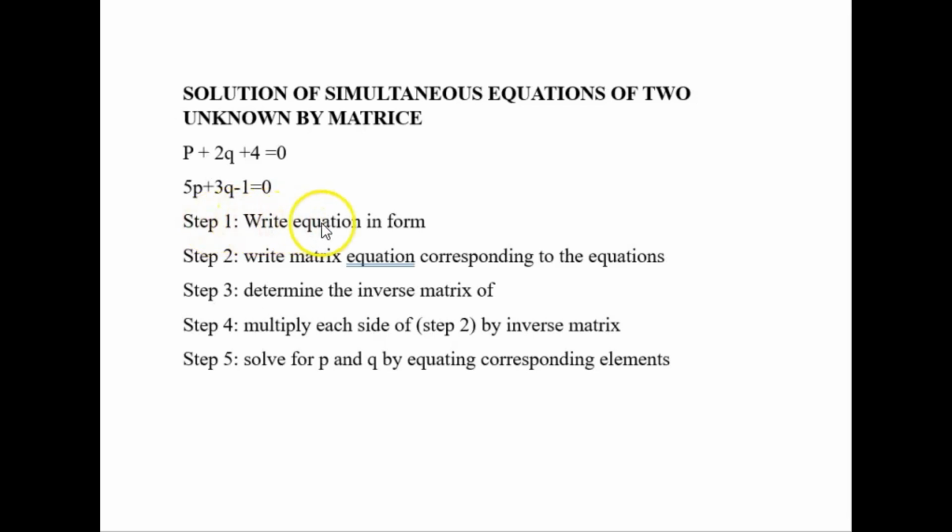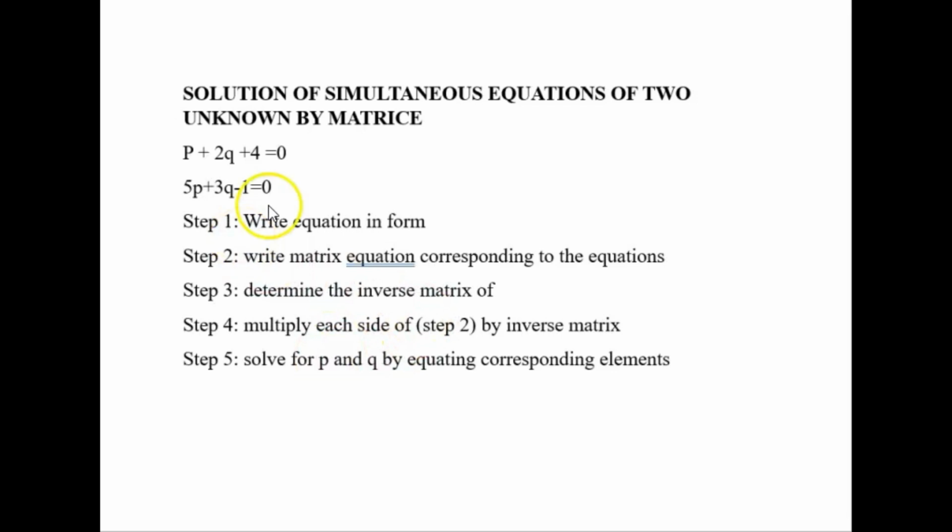Step 1, you write the equation in the form. I'm going to write the equation in that form. Step 2, write the matrix equation corresponding to the equations. Number 3, determine the inverse matrix. Then number 4, multiply each side of step 2 by the inverse matrix. Then step 5, we solve for P and Q.